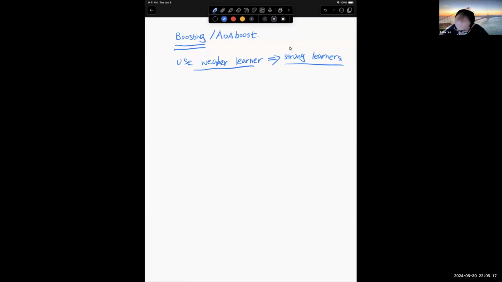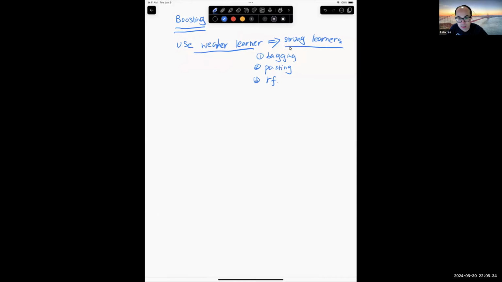With that, we already know there are a bunch of methods. We can do bagging, we can do pasting, and we can do random forest. But let me cover a little bit more methods, and we want to do something called additive models.